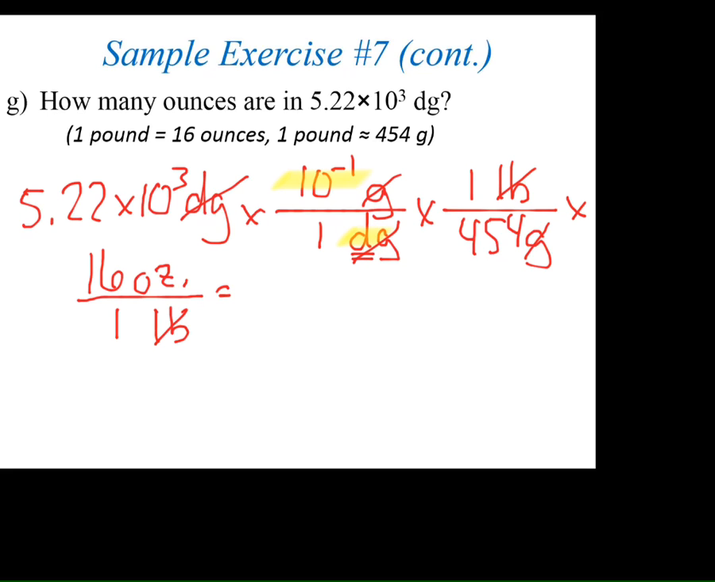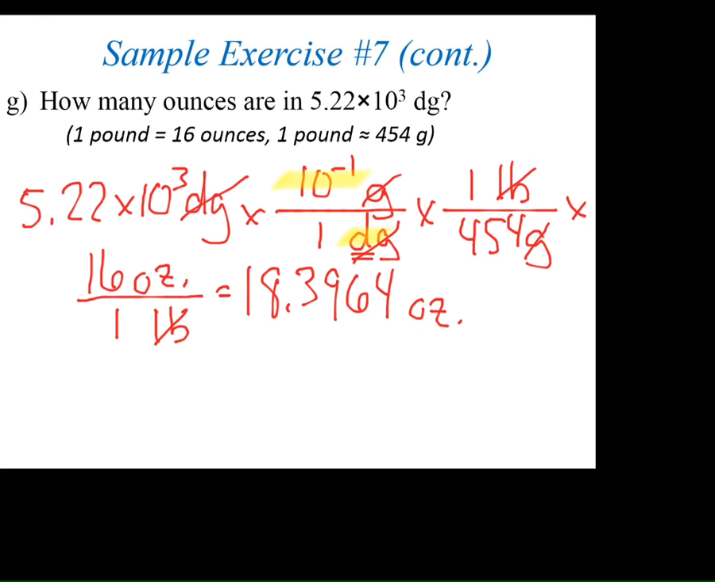So try that out, see if you can get the answer. I'll try it out too. Okay, I got 18.396 for a whole bunch of digits.